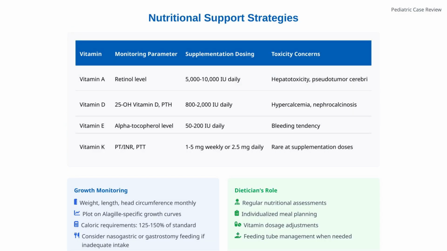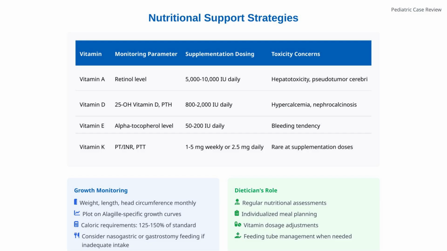Nutritional support in Alagille syndrome requires careful monitoring and supplementation of fat-soluble vitamins. Vitamin A should be monitored with retinol levels and supplemented at 5,000 to 10,000 international units daily, with awareness of potential hepatotoxicity and pseudotumor cerebri. Vitamin D monitoring includes 25-hydroxy vitamin D and parathyroid hormone levels, with supplementation at 800 to 2,000 international units daily, watching for hypercalcemia and nephrocalcinosis.